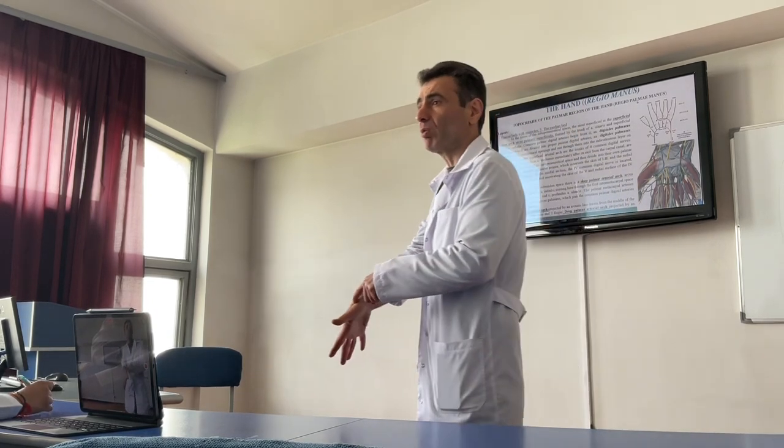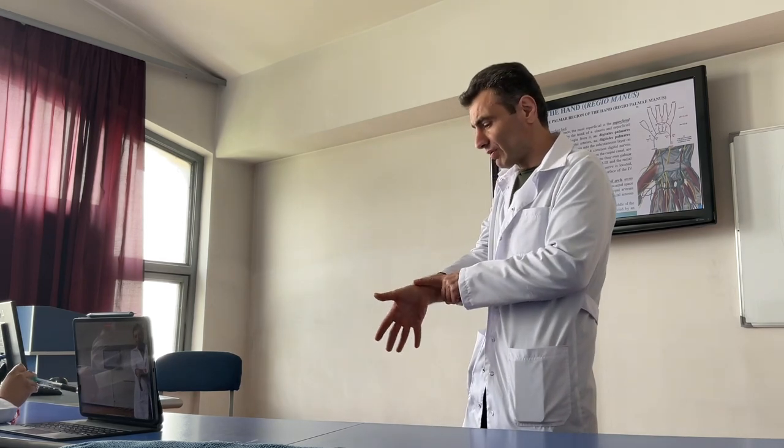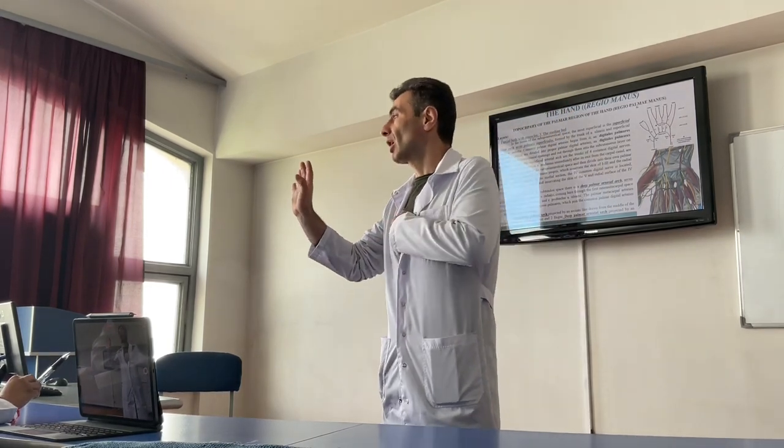The short extensor of the first finger, of course, together with the long abductor, forms the lateral side, and the long extensor forms the medial side. By the way, in the floor, we have two extensor carpi radialis tendons, longus and brevis. The apex of this fossa, which we call the anatomical snuff box, is the tip of the styloid process of the radius. Your radial artery first enters inside of the anatomical snuff box, then between the first and second fingers it comes to your palmar surface.